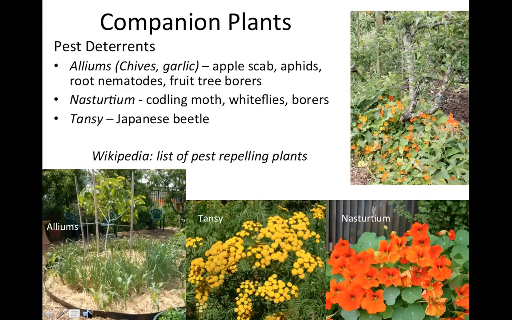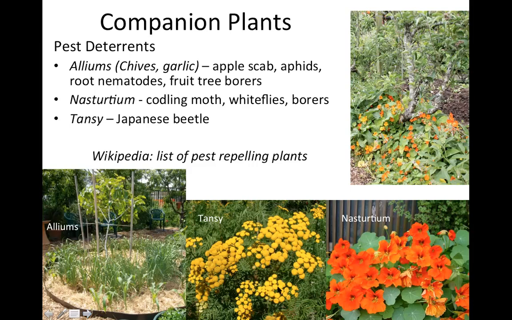Companion plants. There are a lot of companion plants. We're going to talk more about companion plants in another class, I think the fruit tree class, but there are some really great deterrent ones, like nasturtiums. Nasturtiums are really great. A lot of flies and things hate the smell of nasturtiums, so they'll stay away. So plant those around the edges of your garden.